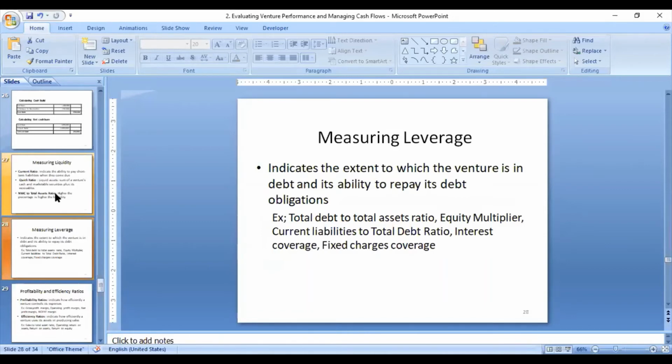It indicates the use of debt, and also the possibility of going bankrupt or into financial distress, by looking at the debt to total assets ratio and equity multiplier. You can use the current liabilities to total debt ratio, interest coverage, and fixed charges coverage. So those are the things that you can calculate.